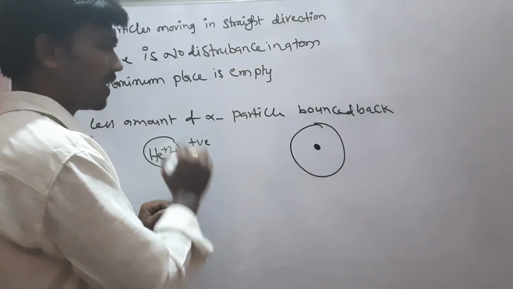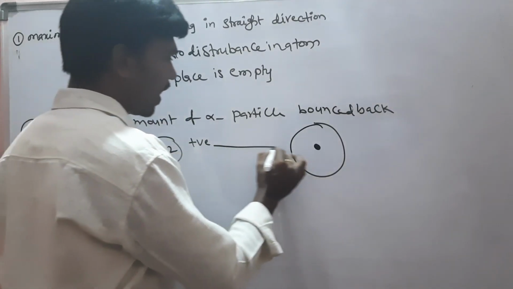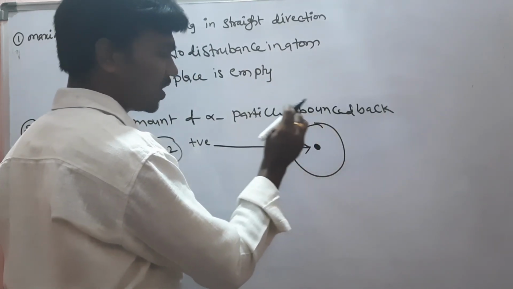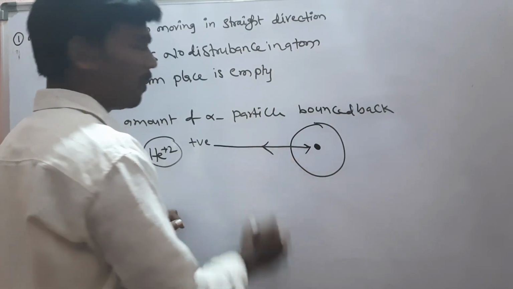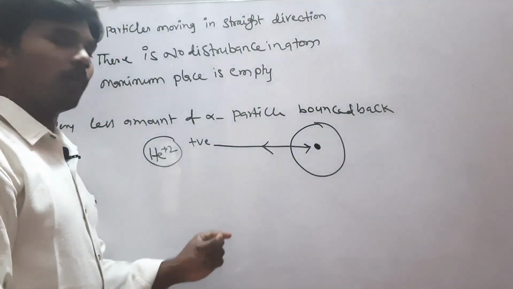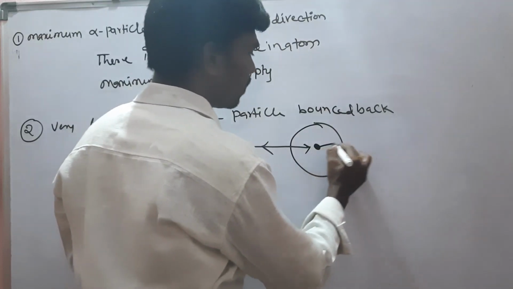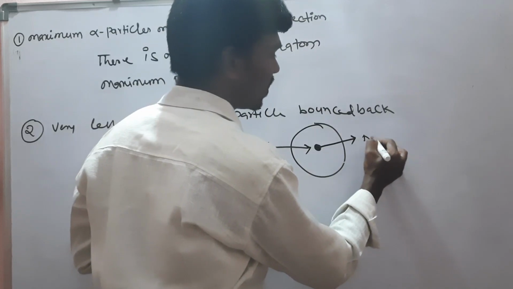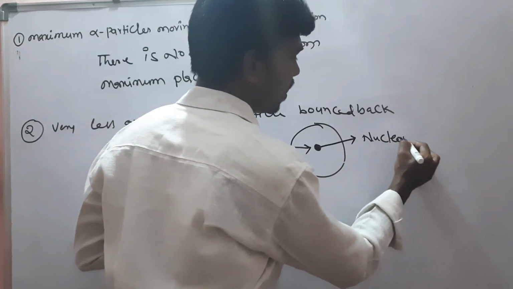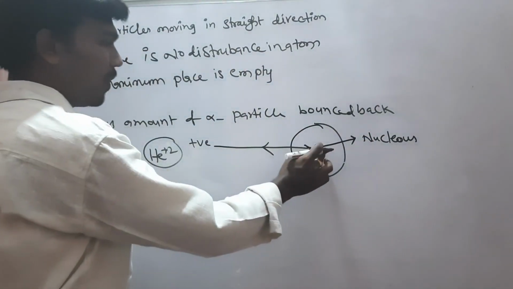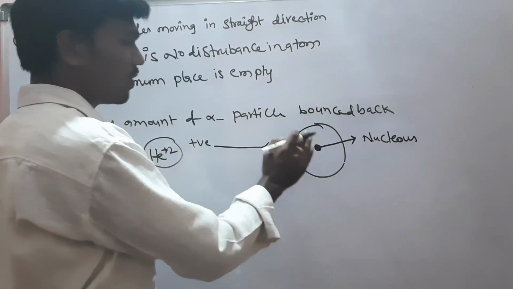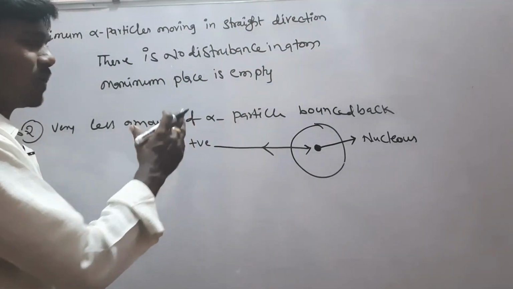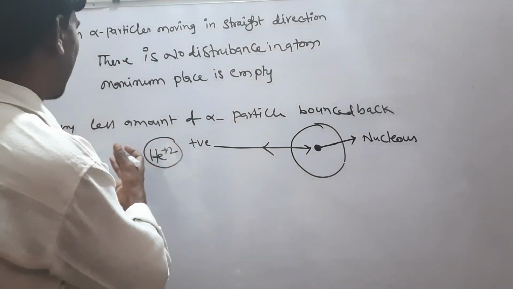When alpha particles make a direct collision with that point of positive charge, only those alpha particles will bounce back. Where that positive point charge is located, that point we call the nucleus. So positive charge is located in one particular place, and that point positive charge is called the nucleus. He gave the first information regarding the nucleus. So this is the observation regarding what?